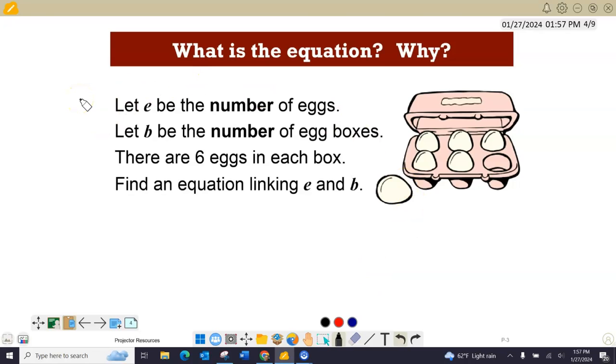I want you to think of an equation with these two variables. We're going to make an equation that relates the total number of eggs to the total number of egg boxes that you buy at the store. Now, these egg boxes only have 6 eggs in each box. So go ahead and think about an equation. Pause right here. Write an equation down. See if you can come up with it, and then unpause.